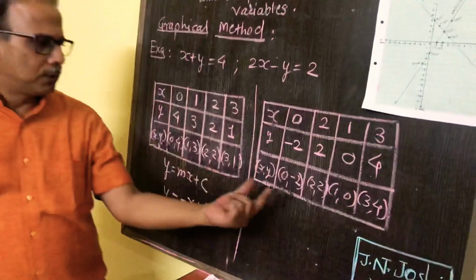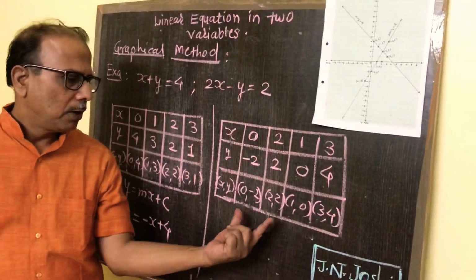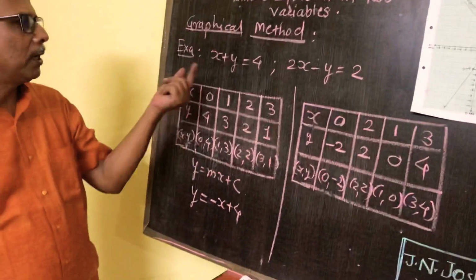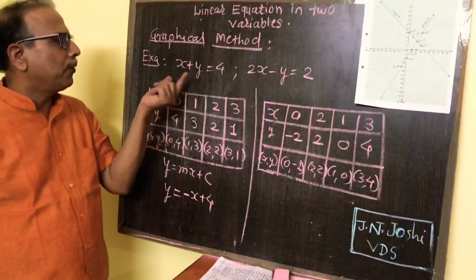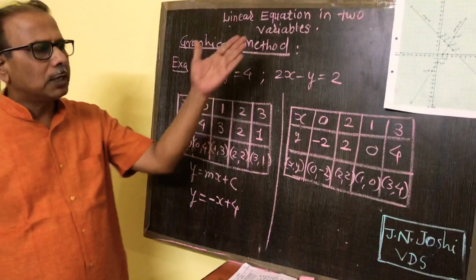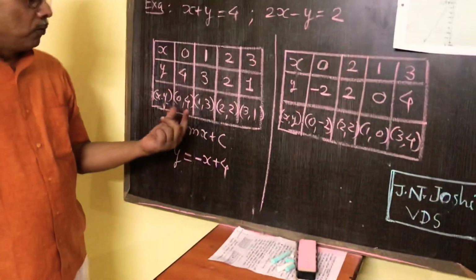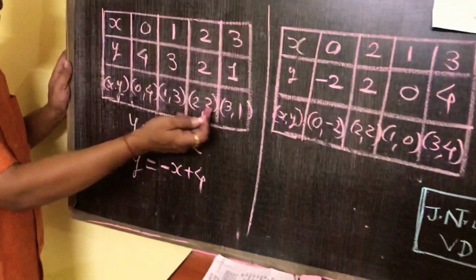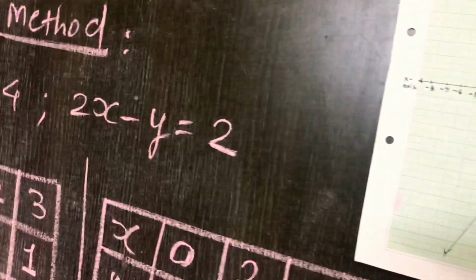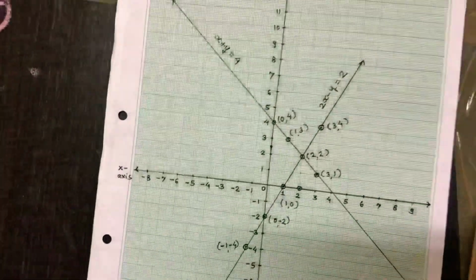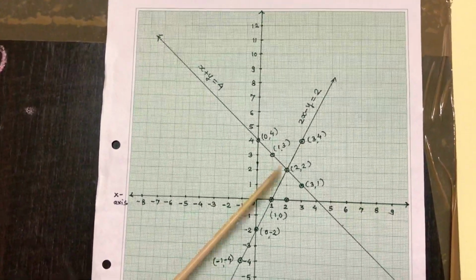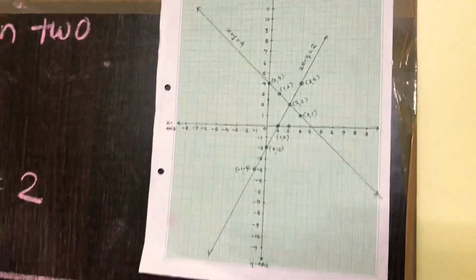These are the 4 solutions, 4 pairs of solutions for this equation 2x minus y is equal to 2. We know that every linear equation in two variables has infinite solutions. From that we require only 3 solutions to draw the graph line. Now we can plot these 4 points on the graph paper for the first equation. Here we can see (0, 4), (1, 3), (2, 2) and (3, 1) are the 4 pairs of solutions.